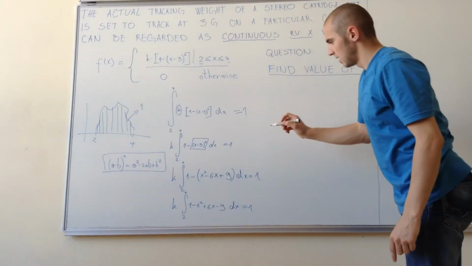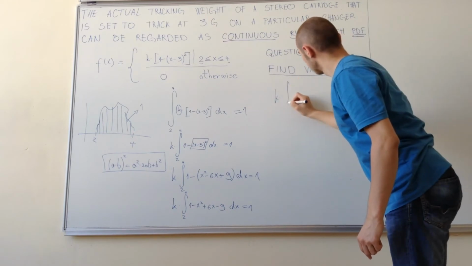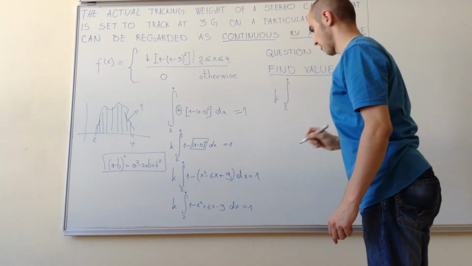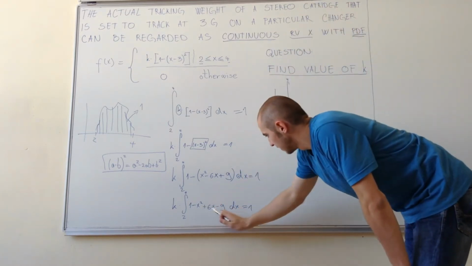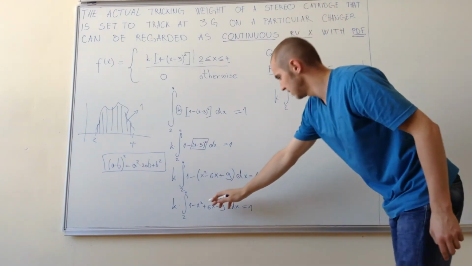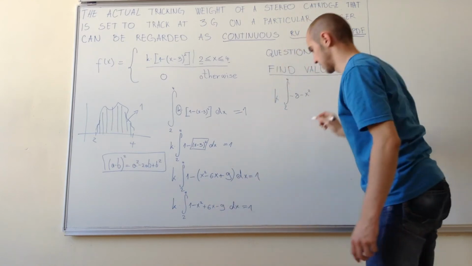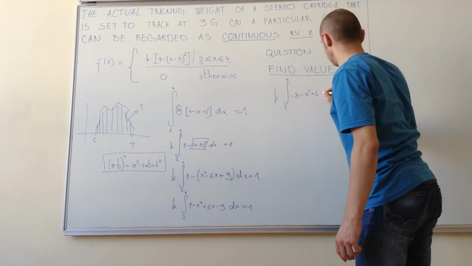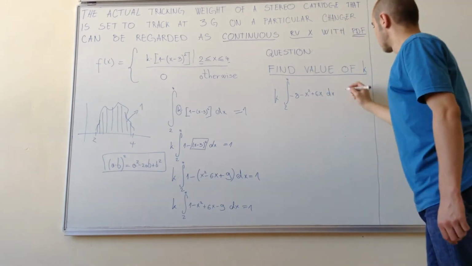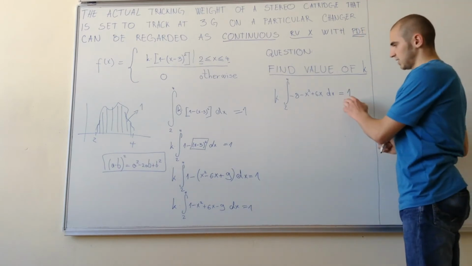So now, as we have here, it will be k times the integral from 2 to 4. And now, here we have 1 minus 9, which is minus 8. Minus 8 minus x squared plus 6x. Still times dx. So this is our integral now, and still it is equal to 1.